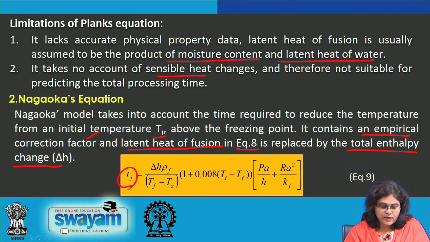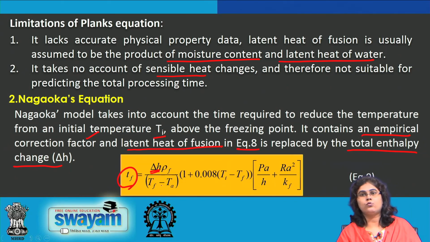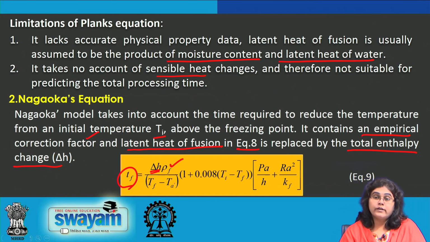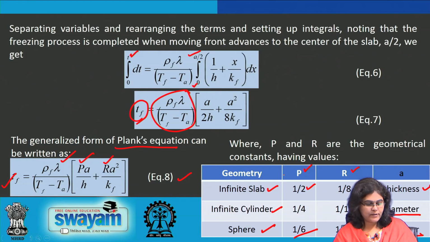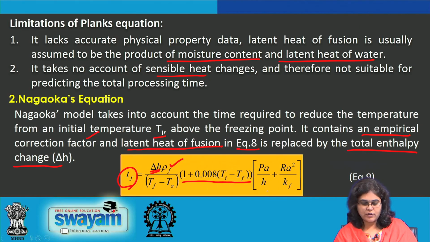So, freezing time is corrected in the form of delta H, the total enthalpy change during the process, which considers both sensible and latent heat, into density of the food material divided by Tf minus Ta, into the correction factor, 1 plus 0.008 into initial temperature minus freezing temperature, into the geometrical parameters, which remain the same, Pa upon h plus R A square by Kf.